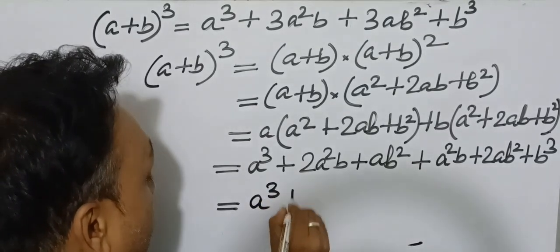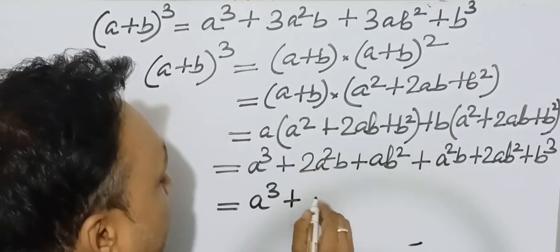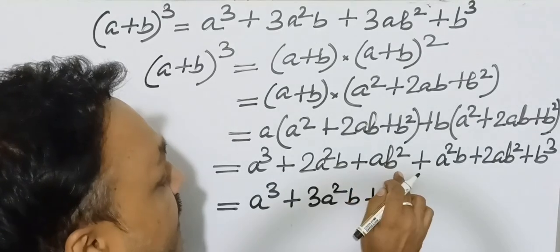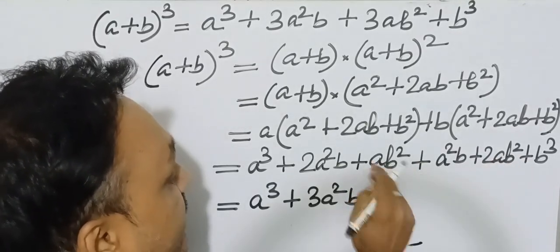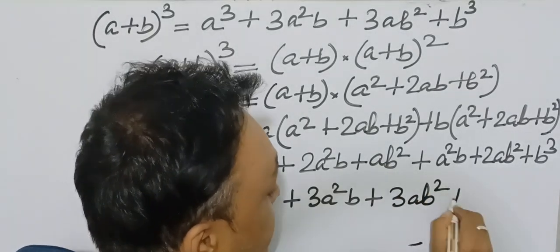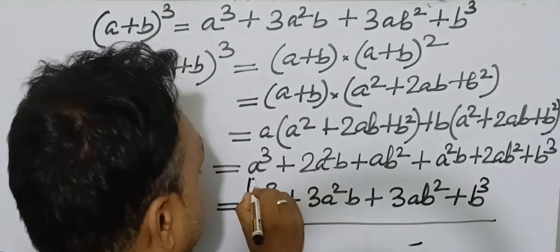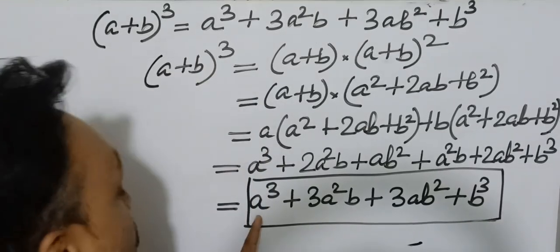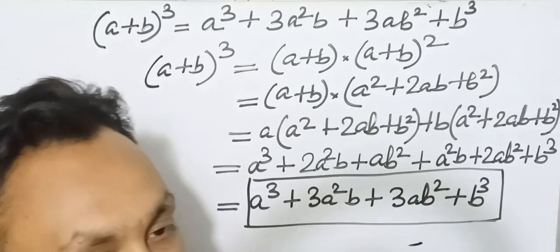a³ plus 2a²b. So here is 1a²b. So 2 plus 1, that is 3a²b. Now here ab² and 2ab². These are the two like terms and both are plus. We can add 2 plus 1, 3ab². And the last one is b³. So this is our identity. We have derived the identity, that is (a + b)³ = a³ + 3a²b + 3ab² + b³.